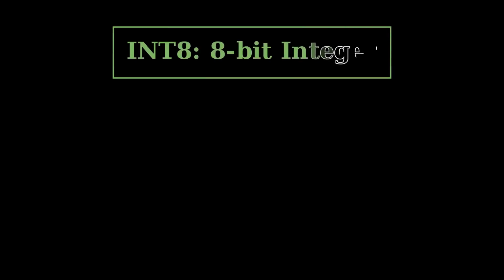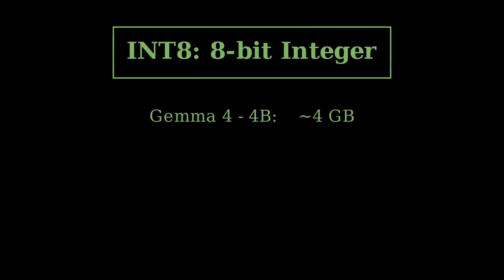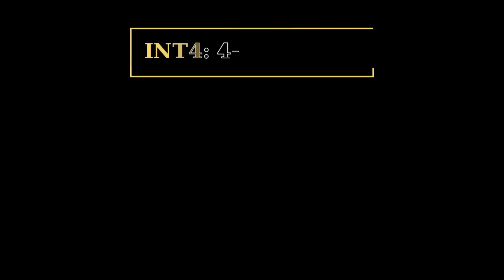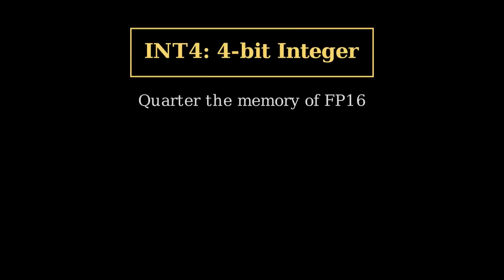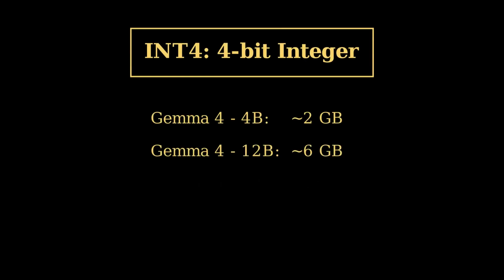INT8, 8-bit integer, half the memory of FP16. The 4 billion drops to 4 gigabytes. 12 billion to 12, 27 billion to 27. Quality loss is usually negligible. INT4, 4-bit integer, quarter the memory of FP16. The 4 billion drops to 2 gigabytes, 12 billion to 6, 27 billion to 14. This makes larger models realistic on consumer GPUs.